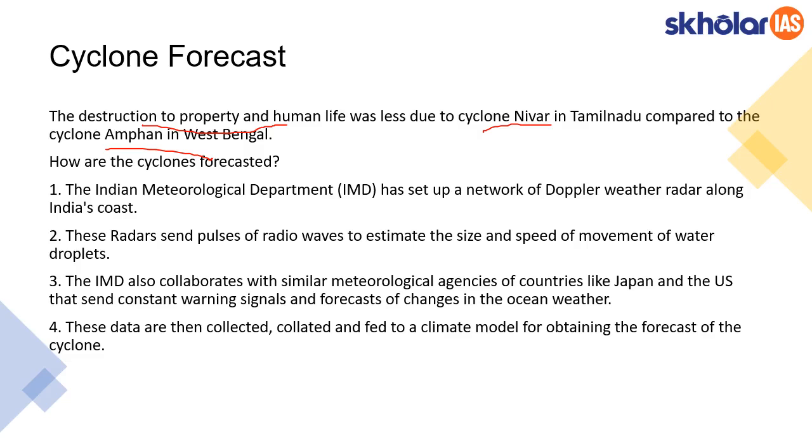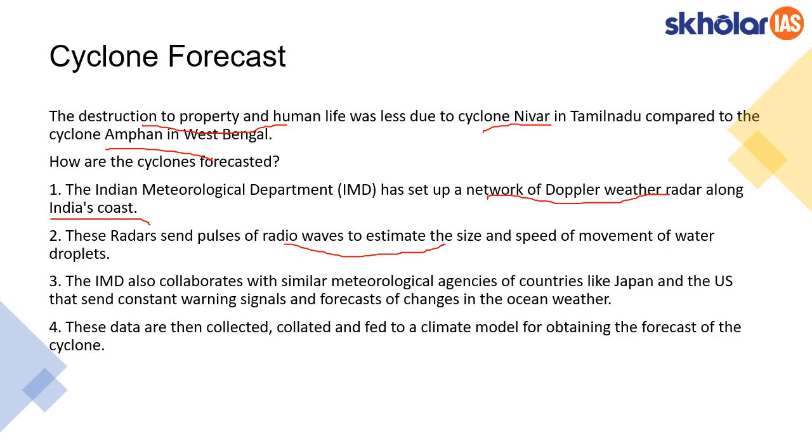The first thing that we will try to understand is how these cyclones are forecasted. The IMD, that is the Indian Meteorological Department, has set up a network of Doppler weather radar. This is a type of radar that is used for weather forecasting. These radars have been set up along India's coastline. What these radars do is send out pulses of radio waves. These radio waves are sent to analyze the size and speed of movement of water droplets.